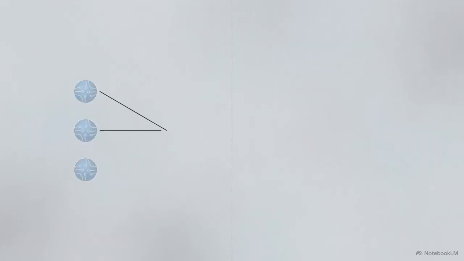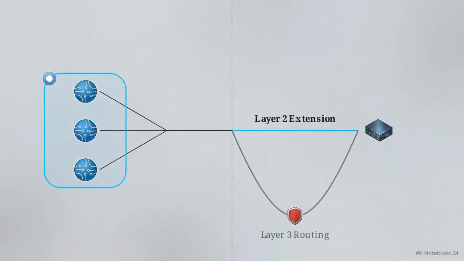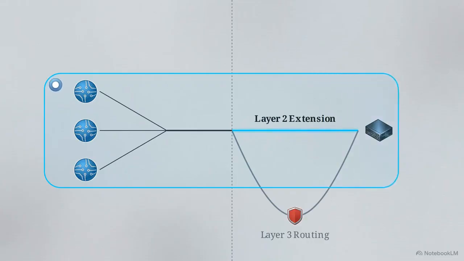To cross the boundary, architects choose to bridge at Layer 2 or route at Layer 3. Layer 2 stretches the policy outward, extending an internal bridge domain to an external switch. This preserves adjacency. The external host acts like any ACI endpoint, bypassing routed hops.